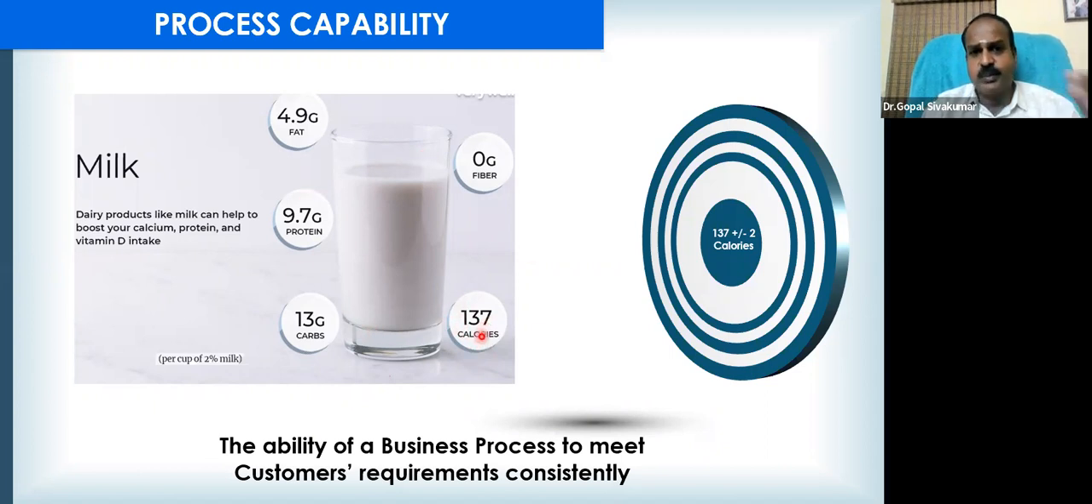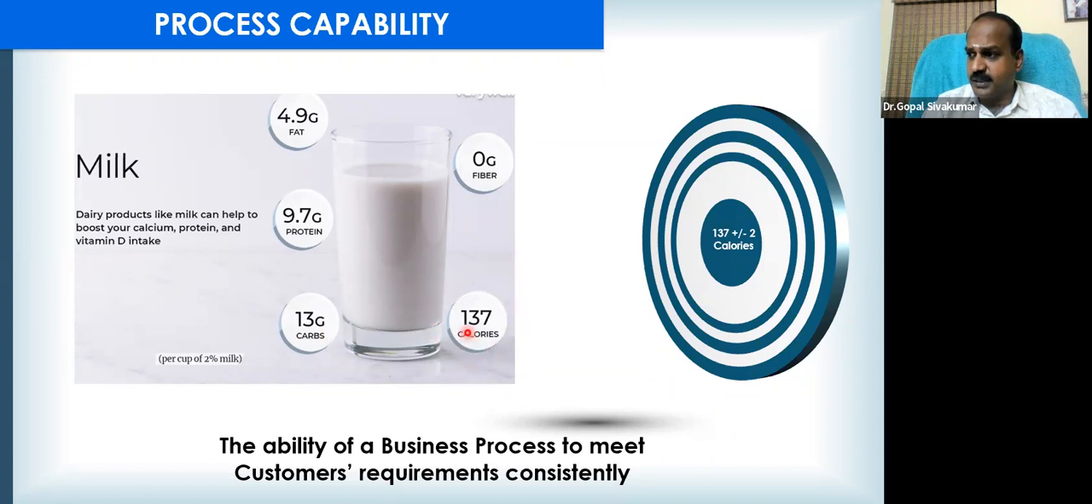Please note, sigma level or the capability is measured CTQ wise. How many CTQs are here? 5 CTQ. Each of the CTQ, if it fails, customer is going to reject your product. For example, calories are not as per the spec, customer will reject. Carbohydrates are not as per the spec, then also product will reject. So all the 5 are important. So I am going to take 1 out of the 5. Let us say the calories.